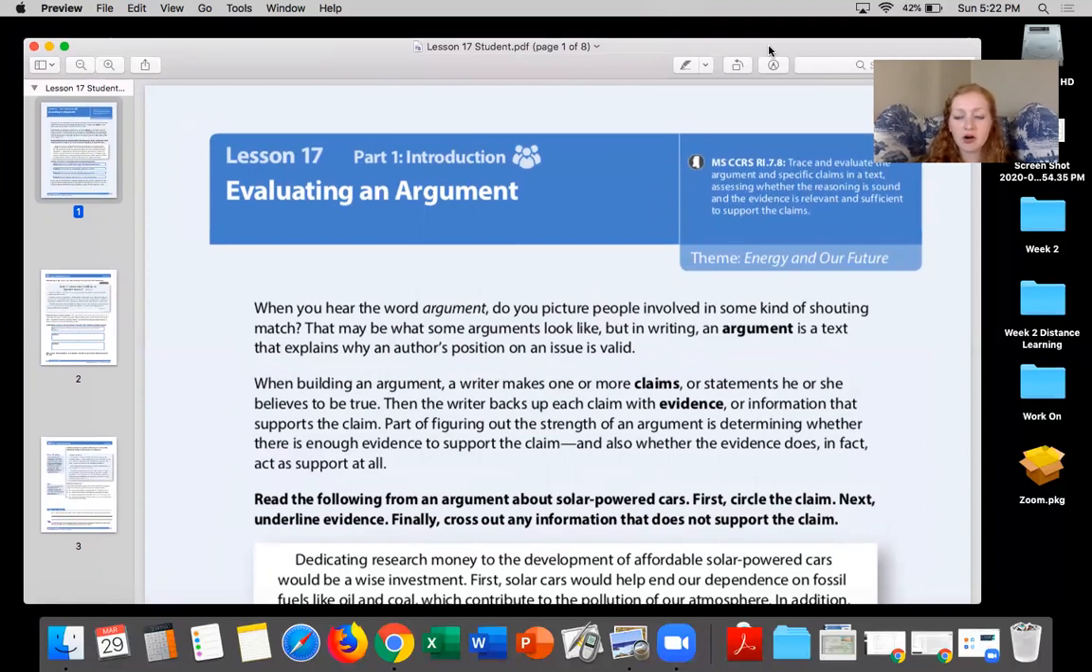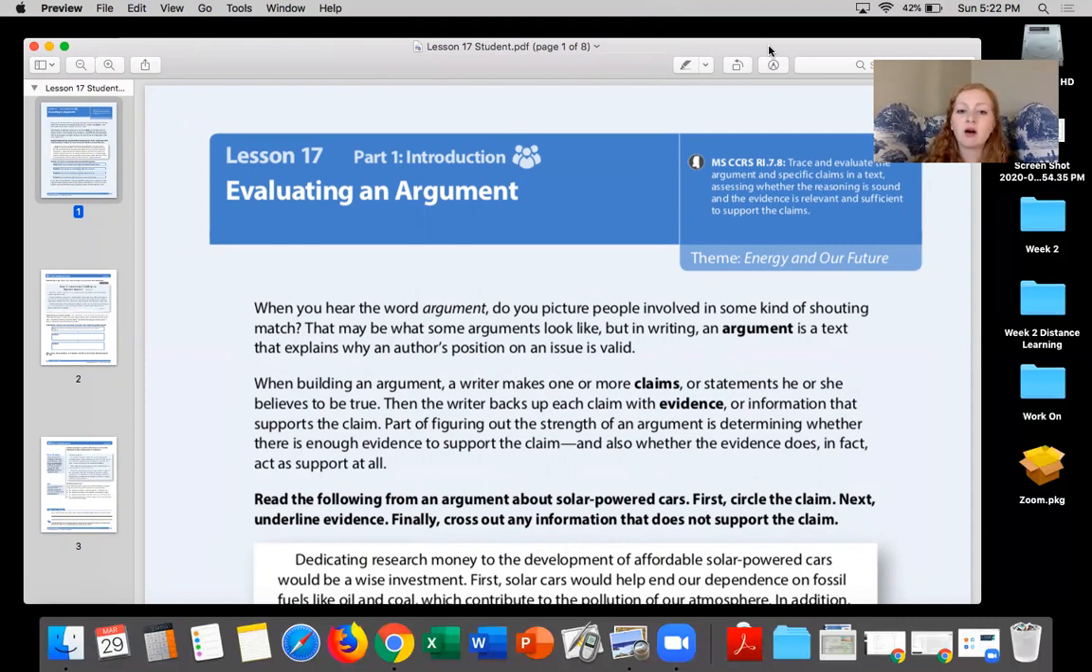Okay, so you've heard of arguments before. You've probably heard of claims before, maybe not as much as evidence, but I know you've heard of evidence because we've talked about it, and we've talked about arguments as well. So let's go through this. Just like I would read this in class, I'm going to read this right now.